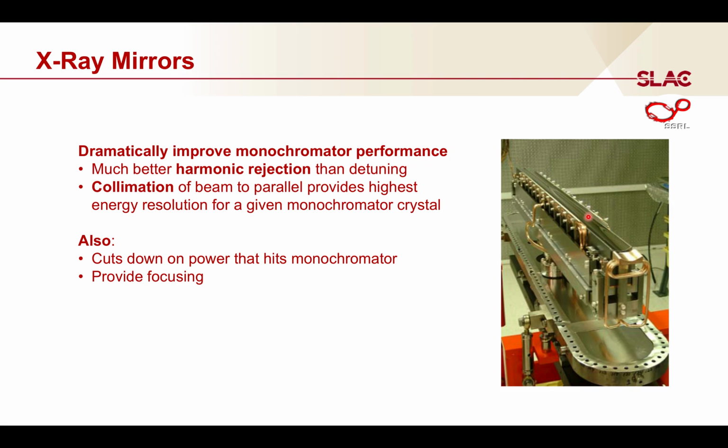We use these because by bouncing X-rays off of them, we can set a high cutoff energy so that any X-rays higher than that value will be lost. They won't bounce off of this mirror, and that's a way of eliminating harmonics. We can also bend the mirror to make the X-rays hitting the monochromator parallel, so that improves the energy resolution of the monochromator.